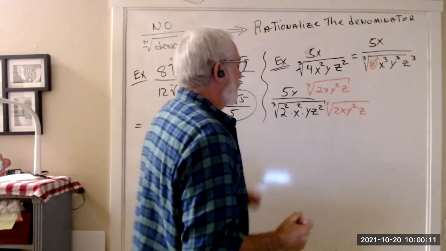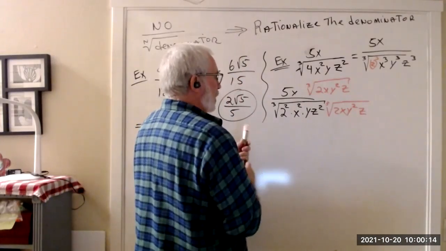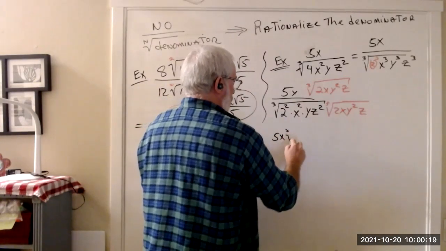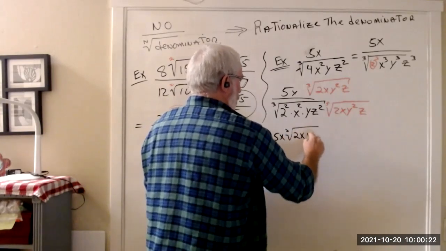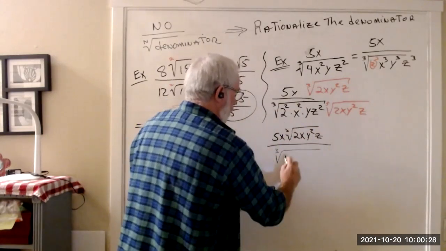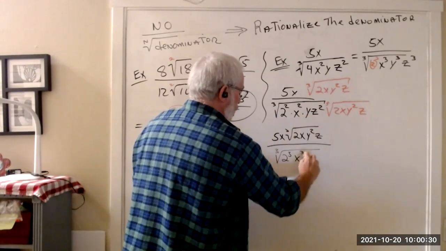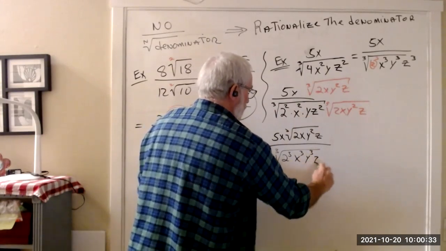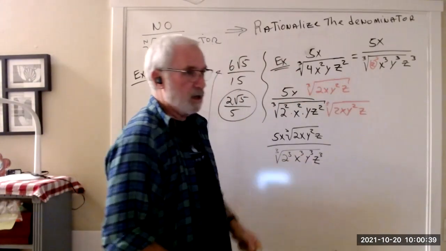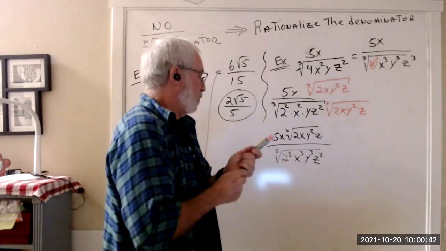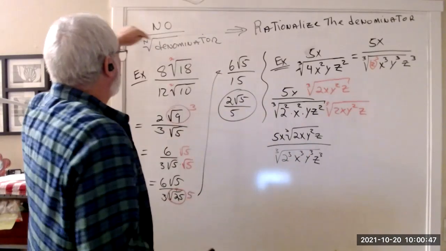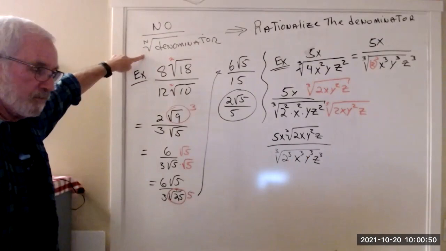So what happened is my new numerator is 5x times the cube root of 2xy squared z, all over the cube root of 2 cubed x cubed y cubed z cubed. I made everybody in my denominator a cube somehow. And what you have to do is accept that it screws up the numerator. But the rule says no radical in the denominator.